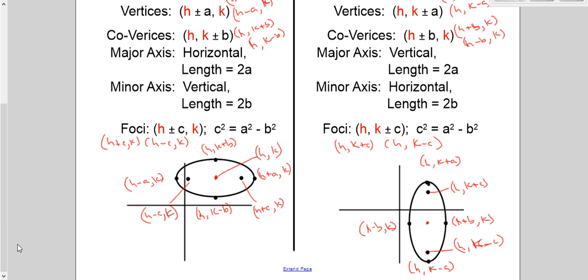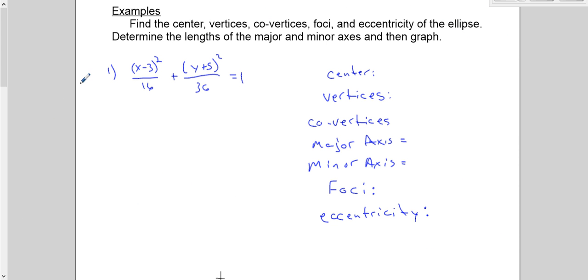Okay, so let's look at some examples. Here we need to find the center, vertices, co-vertices, foci, and eccentricity of the ellipse. We want to determine the lengths of the major and minor axes and then graph. So here we have (x minus 3) squared over 16 plus (y plus 5) squared over 36. If we have x minus 3, the minus follows the formula, so we take a positive 3 for our center.